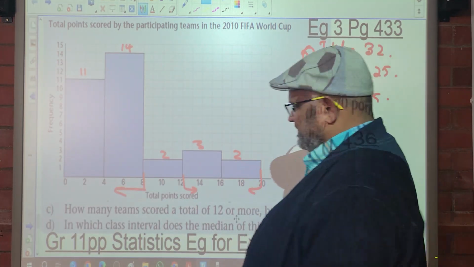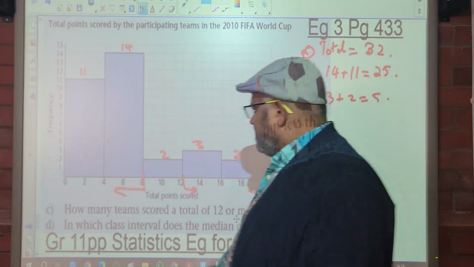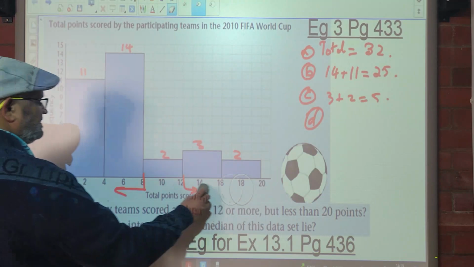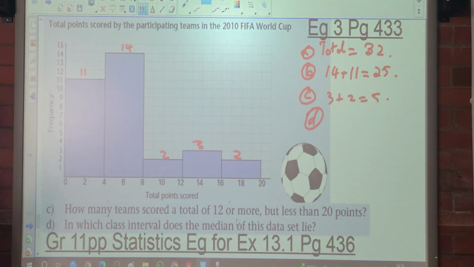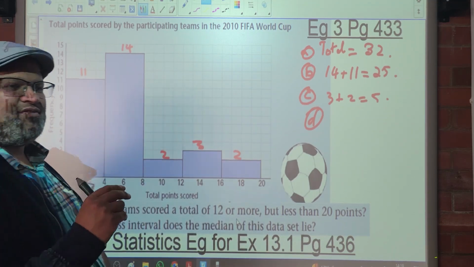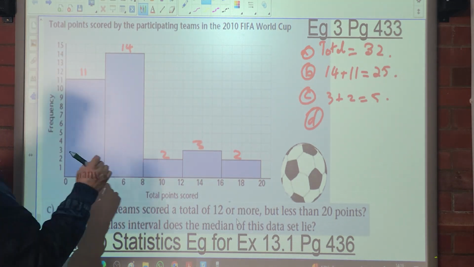D. In which class interval does the median of this data set lie? People, the median is what? Middle number, most middle number, sorted data. Is this data sorted? Yes, it's in order. So if there are 32 teams, what's 32 divided by 2? 16. So the 16th team and 17th is going to be your median. Why 2 numbers? It's an even number of teams here. So it's going to be 16 and 17.